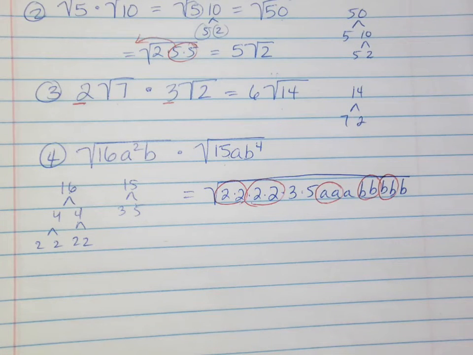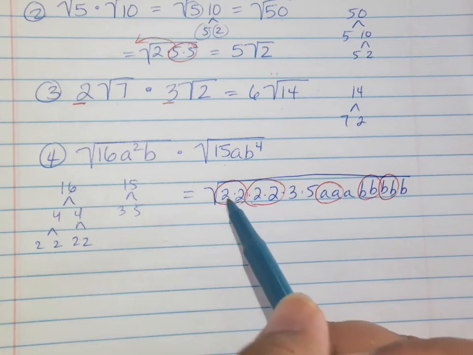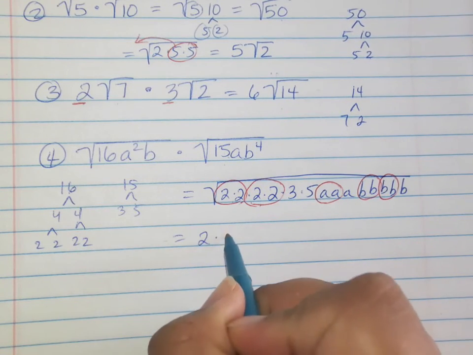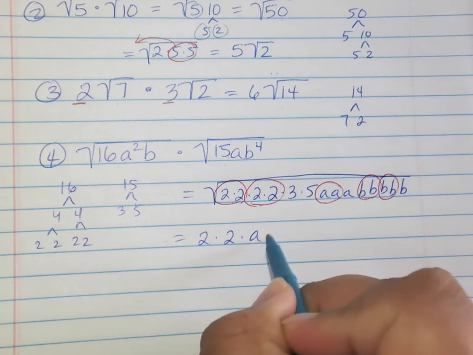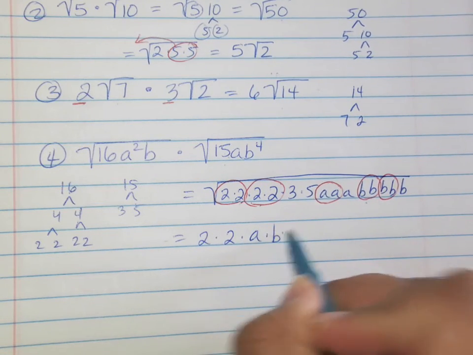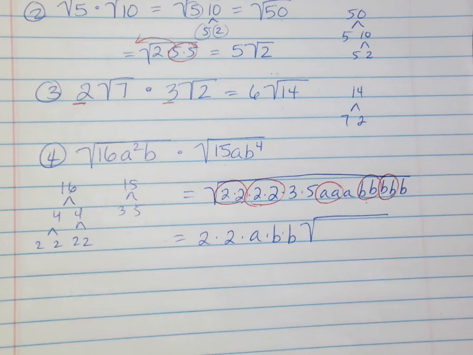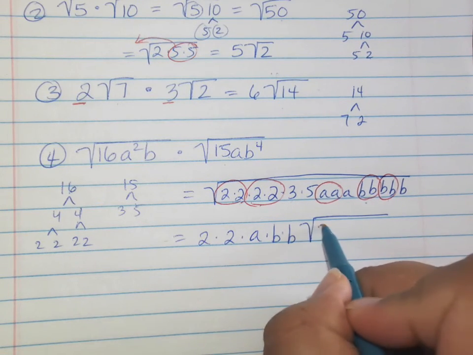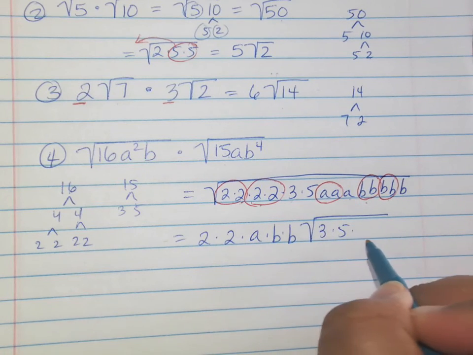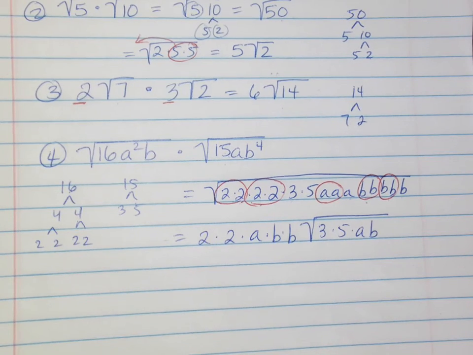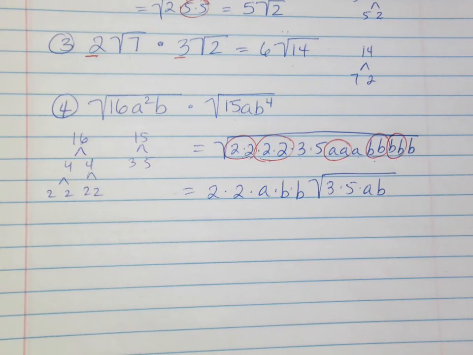Okay, this is what I end up with. So let's go ahead and bring all these out. So I have a 2 times 2 times a times b and then another b. What's left over? 3 times 5 times a times b. Alright, let's continue to simplify. Let's multiply all my factors on the outside and all my factors on the inside.